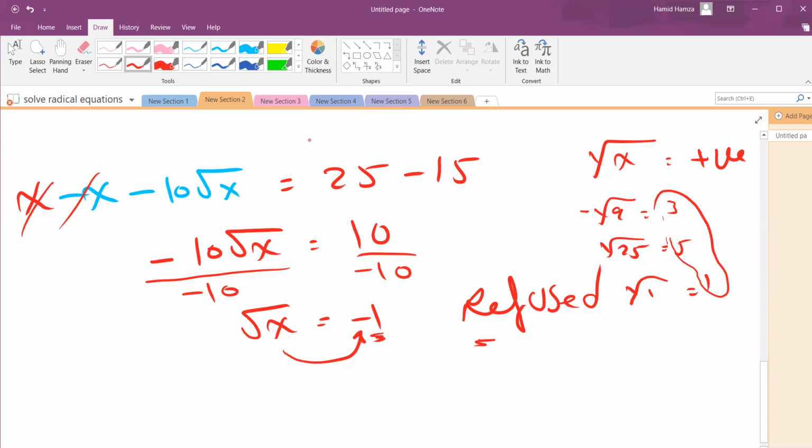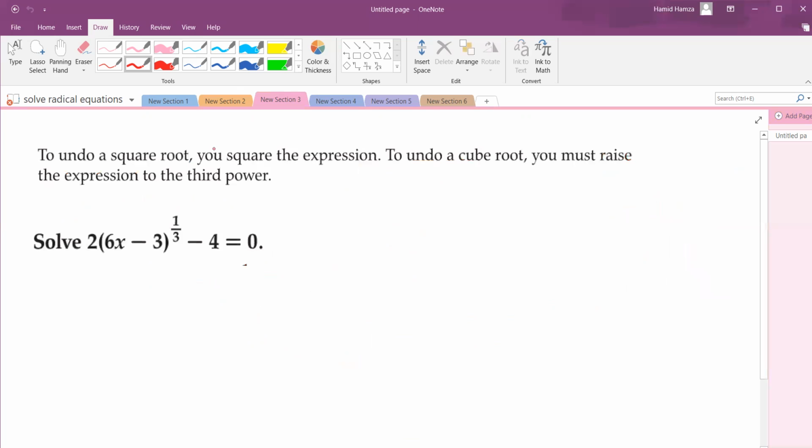That means this equation has no solution. Now we'll deal with the cube root. To undo the square root, we square both sides. To remove the square root, we square both sides. Also, to undo the cube root, meaning remove the cube root, we must raise the equation to the third power. So instead of raising to the second power, we will raise to the third power.